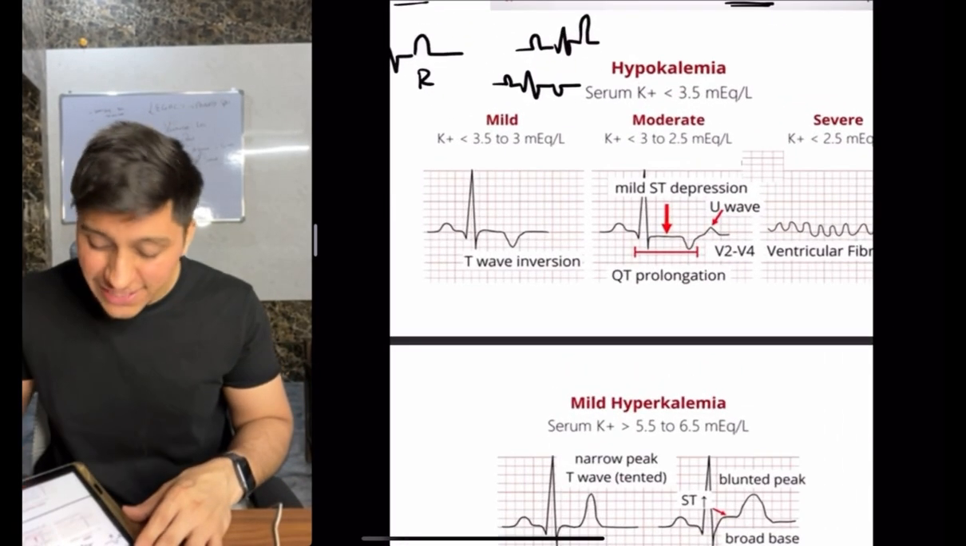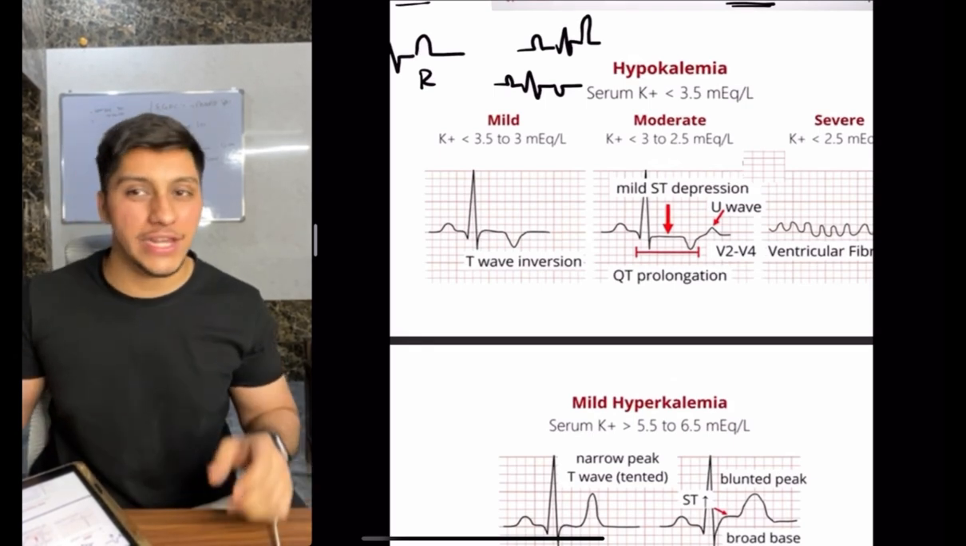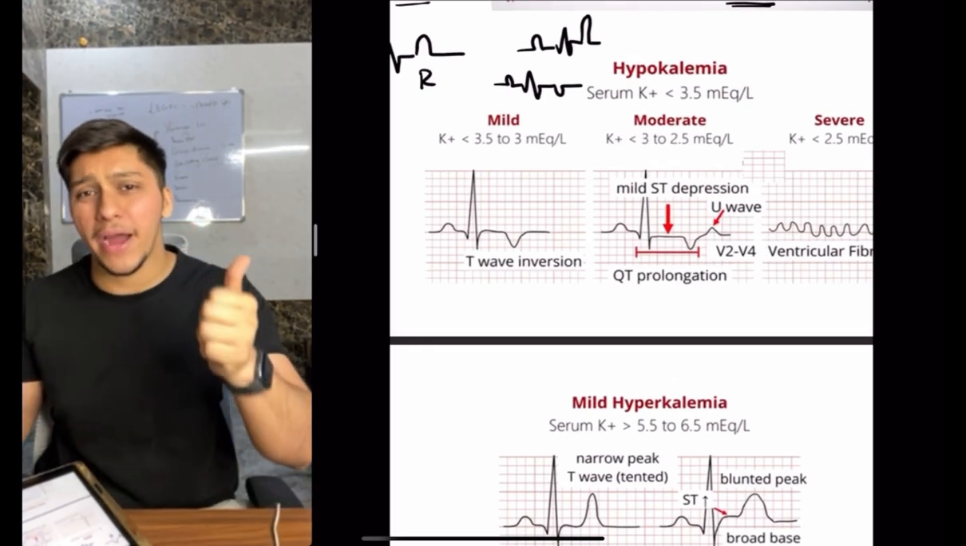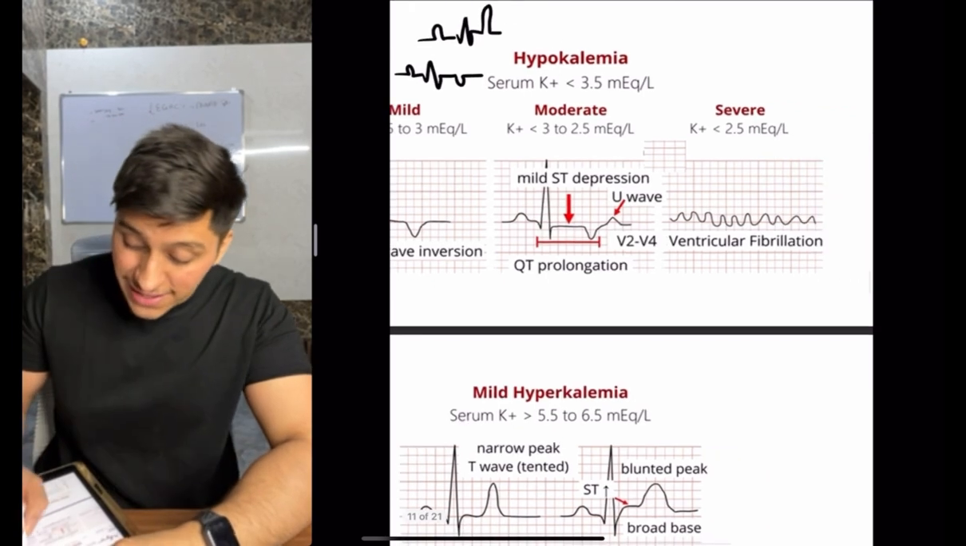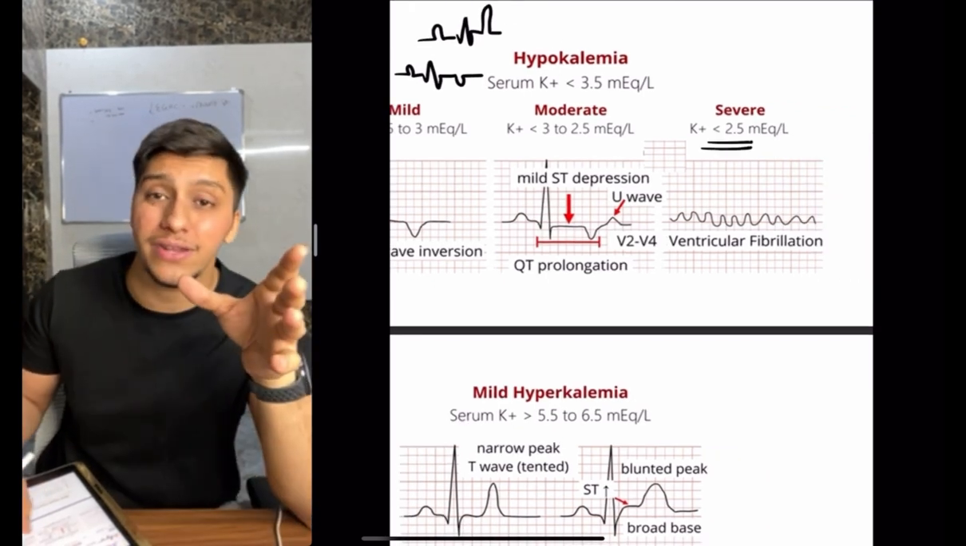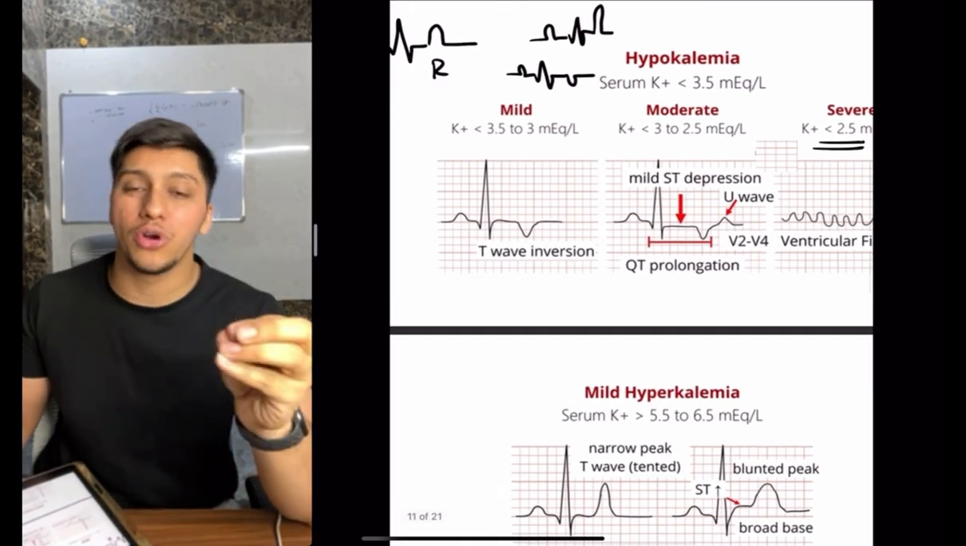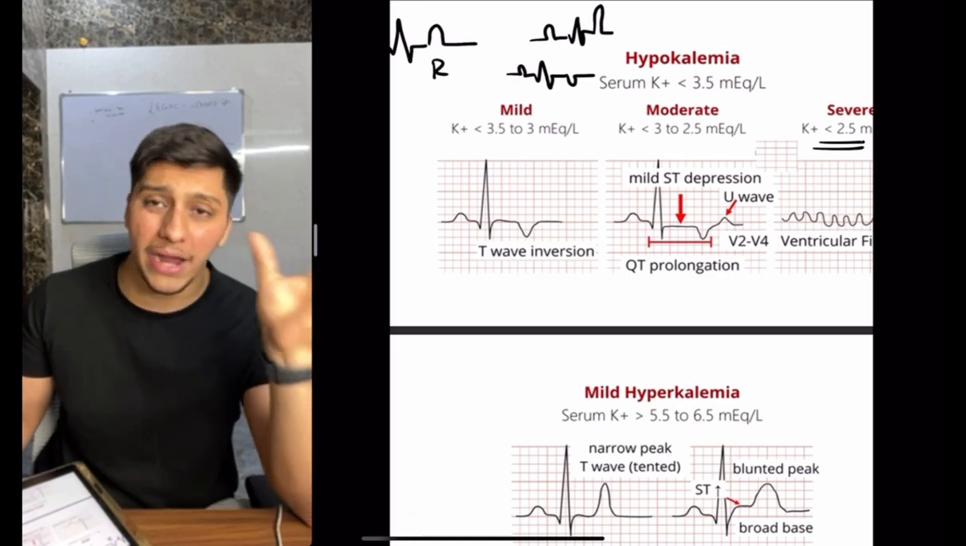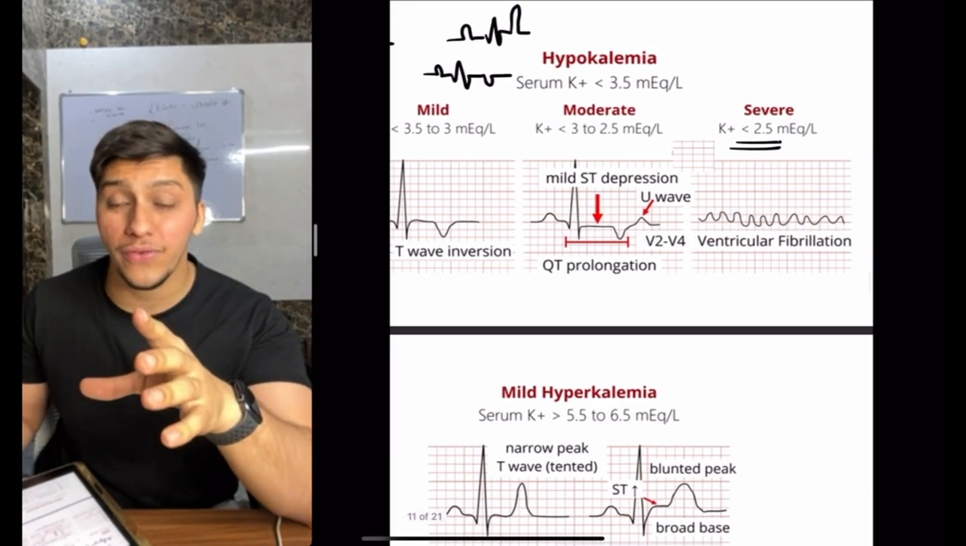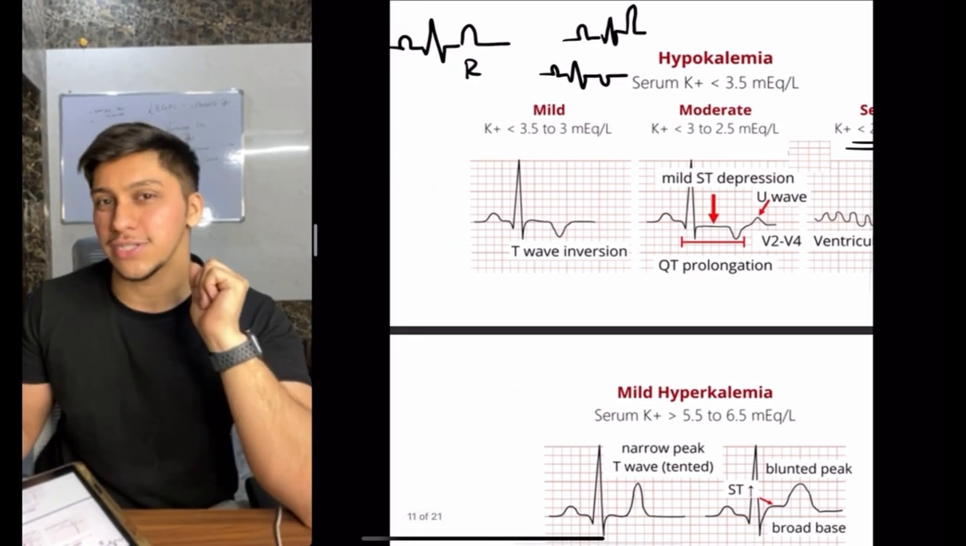First of all, hypokalemia is less than 3.5 milliequivalents. You have 3 degrees: mild, moderate, severe. Severe is less than 2.5, mild is between 3 to 3.5, and moderate is in between. So remember, the severe one is less than 2.5, and then along with this, the ECG changes.